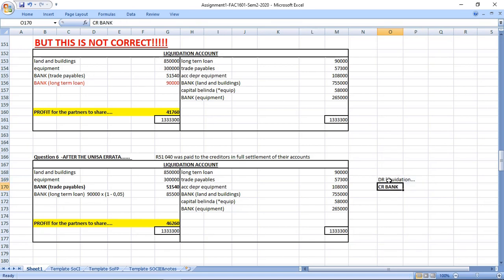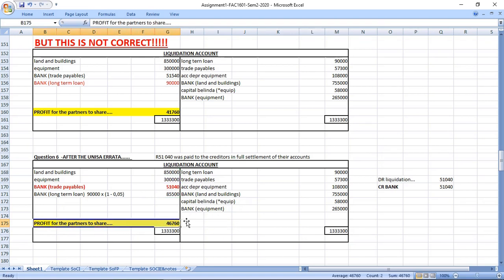All right, so there we go. That's the credit for the bank. That's the debit for the liquidation. So they're asking us to change this figure. They're saying the full settlement of the actual account. They say the 51,040 was paid. If it was paid, you're going to have a credit against the bank. So you will have 51,040 as a credit, and you'll have 51,040 as the debit. So this figure needs to change. 51,040. There we go. I think that would have updated automatically. Just check the formula. Yeah, it did.